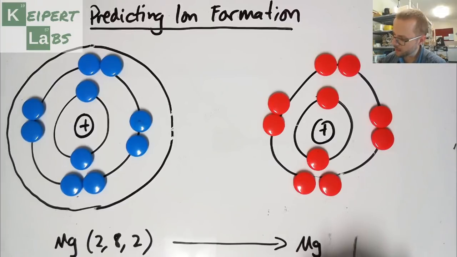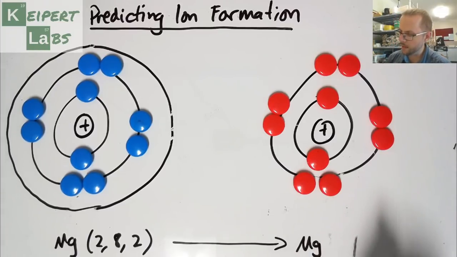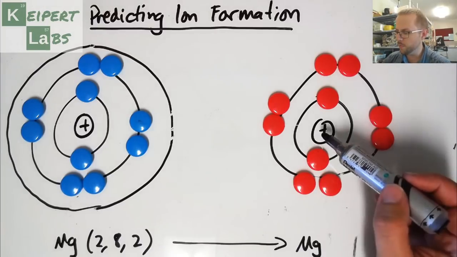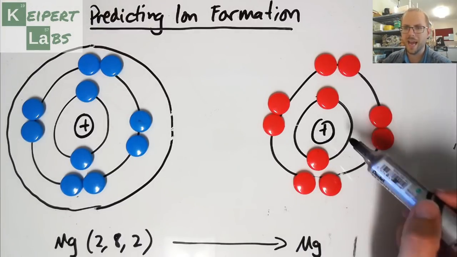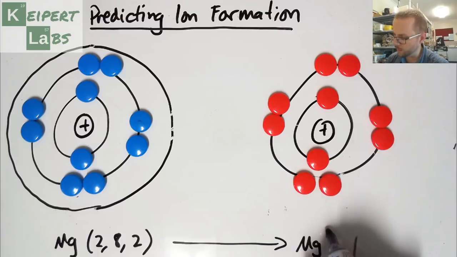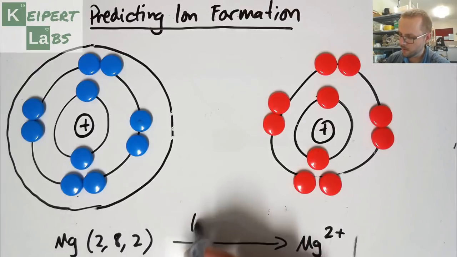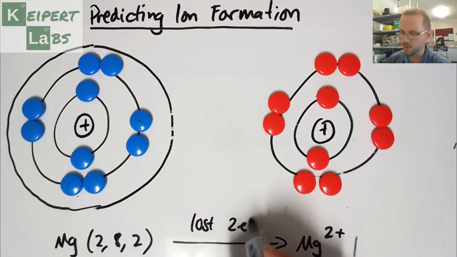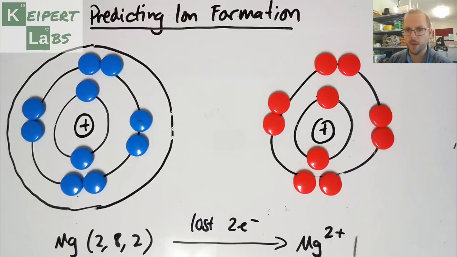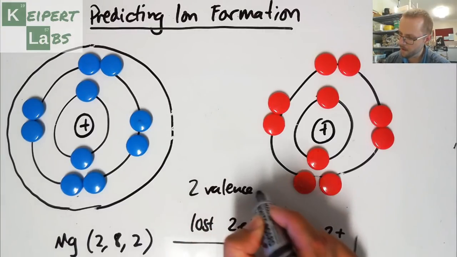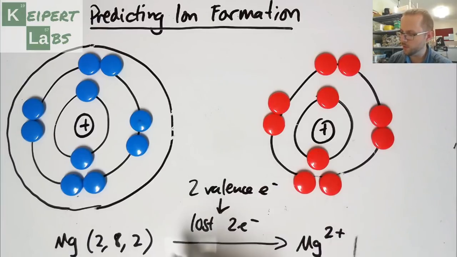So it will have 2 and then 8. It looks exactly the same as this over here, except we have 12 protons in the nucleus and 10 electrons around the outside, so we've got 2 extra positive charges, making an Mg2+ ion. So it's lost 2 electrons to become an ion. It had 2 valence electrons, and it's lost 2 electrons to form an ion.